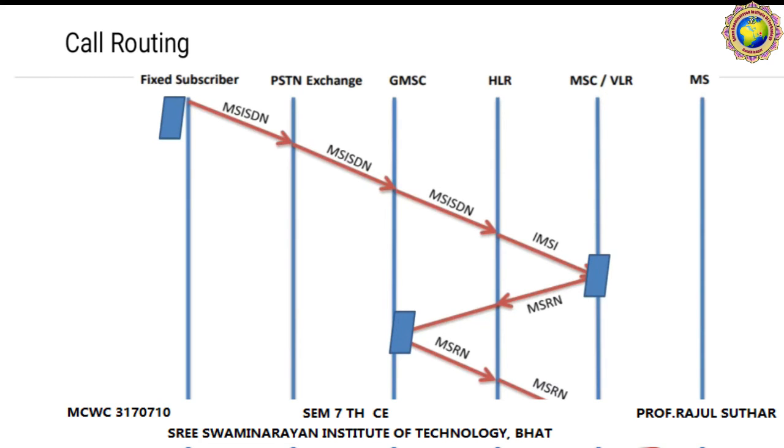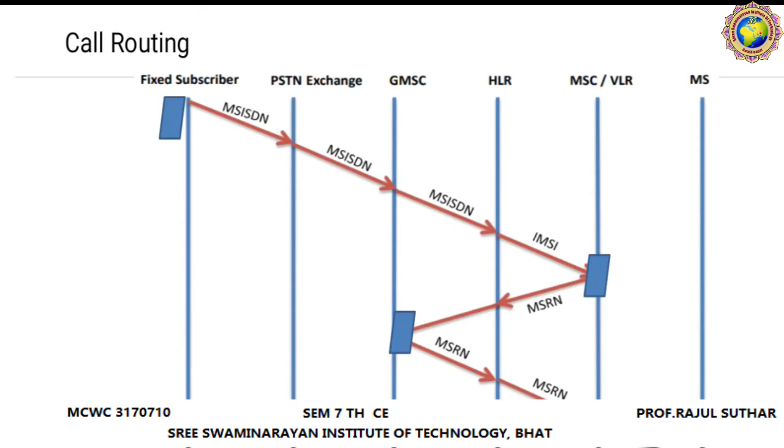An incoming call is directed to the gateway MSC, GMSC, which is an MSC with added functionality to query the HLR, home location register database, for routing information. The information returned to the GMSC is the mobile station roaming number, MSRN, which is a temporary number that identifies the MSC serving the mobile station. In the figure, a typical routing scenario is shown.